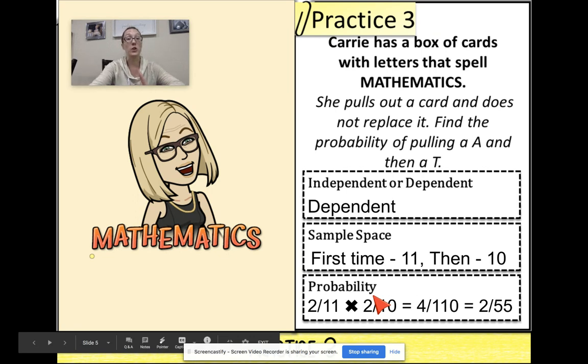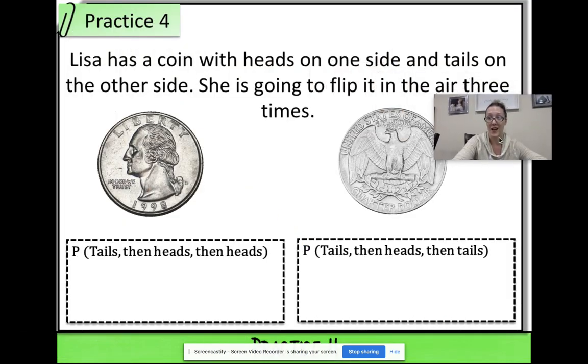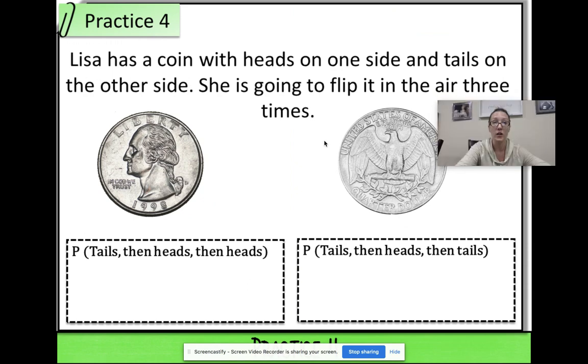We use the counting principle. We multiply our 2 probabilities, and we end up with this number, which we want to simplify. Probabilities are always in their simplest form, so please make sure you're doing that. And we end up with 2 out of 55 is going to be her probability. All right, and then this will be the last one we do together, and then you'll do some practice.